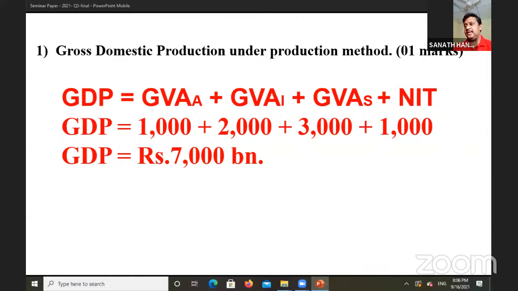Transfers are not taken into account. Remember, none of the transfers are taken into account in GDP calculation. Transfers are not productive transactions. Right. Okay.